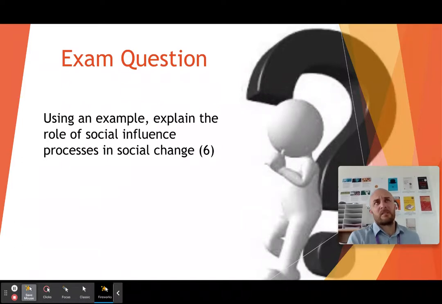So that's pretty much it, to be honest with you. It's a weird bullet point, admittedly. There's nothing really new. This is more just an AO2 bullet point. But for that question there, explain the role of social change processes in social change, you would need to explain how ISI encourages the social change, using an example, so you can go gay rights, for example, or trans rights.